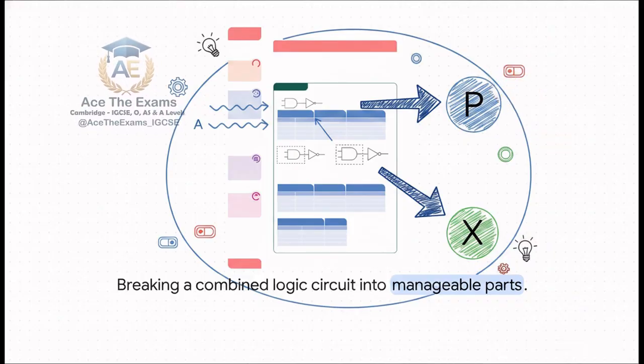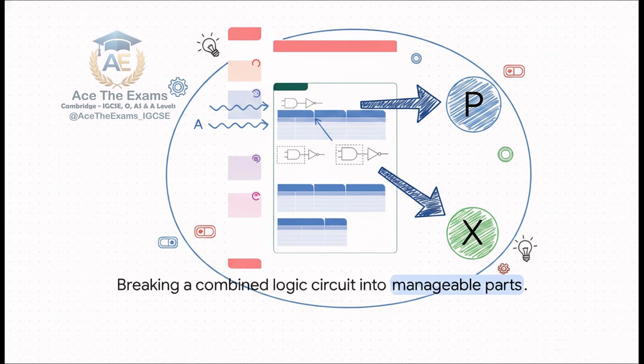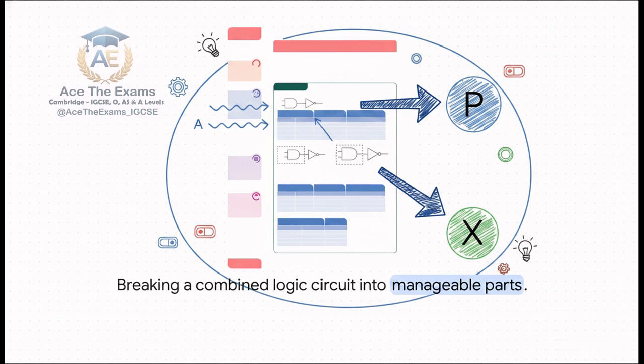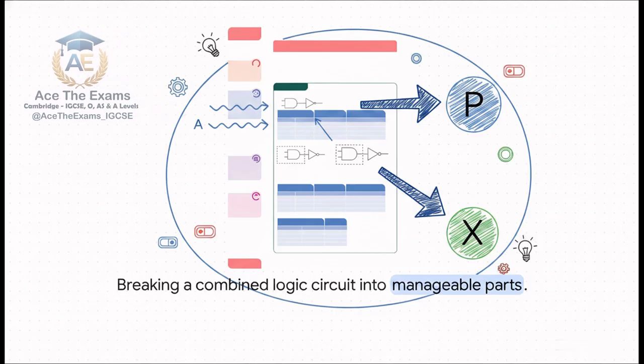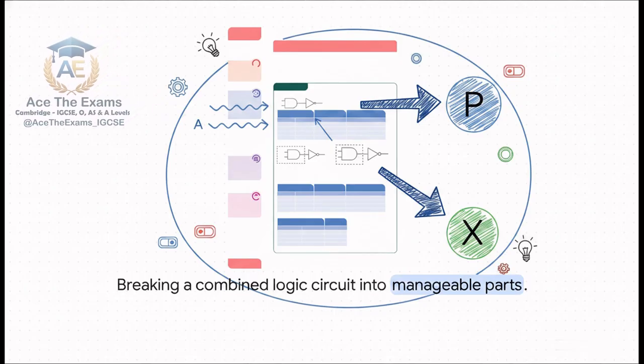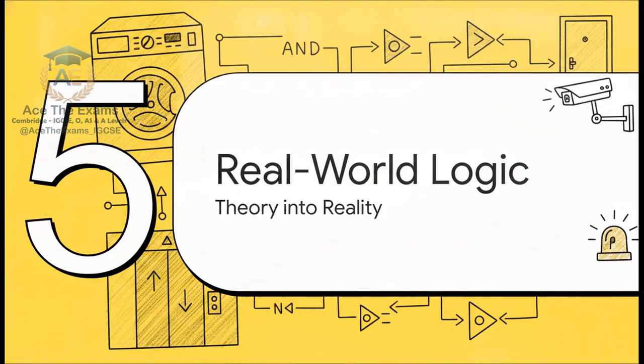By evaluating part 1 first to get P, and then feeding P into part 2, you systematically conquer the circuit. You can apply this exact chunking method to solve any circuit, no matter how massive or complex the examiner makes it. Now for the best part, Section 5, Real-World Logic Systems.